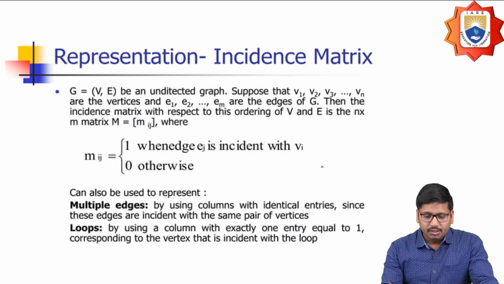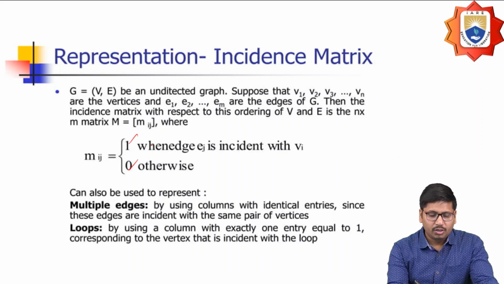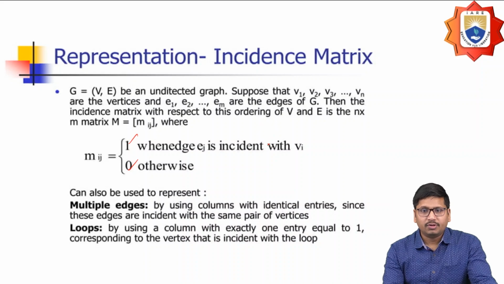Normally this incidence matrix is mapped along the vertices and edges, and this matrix is filled with values either 0 or 1. Whenever there exists an edge Ej which is incident on vertex Vi, the entry is 1, otherwise it is 0. Multiple edges can also be shown in this incidence matrix, and loops can also be shown as an entry 1 in the matrix.